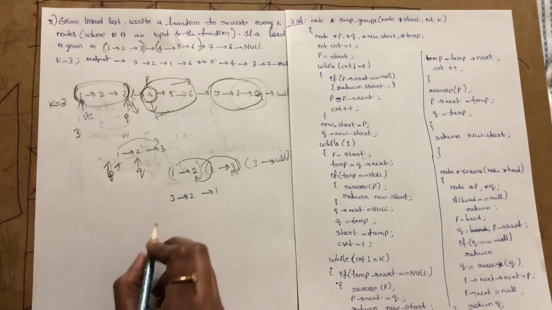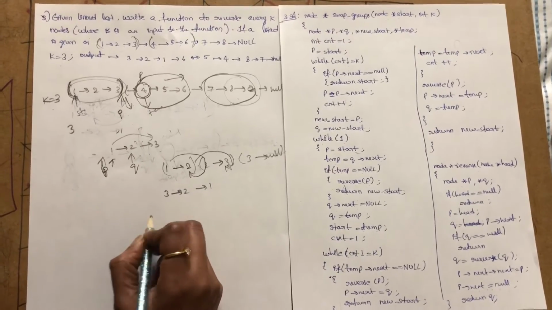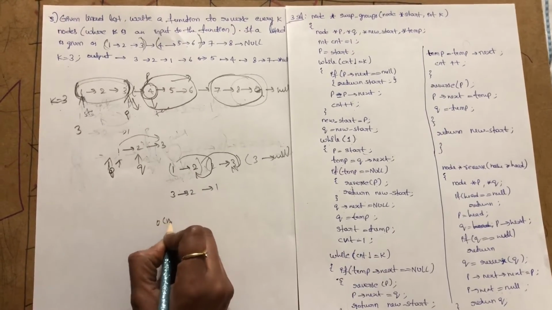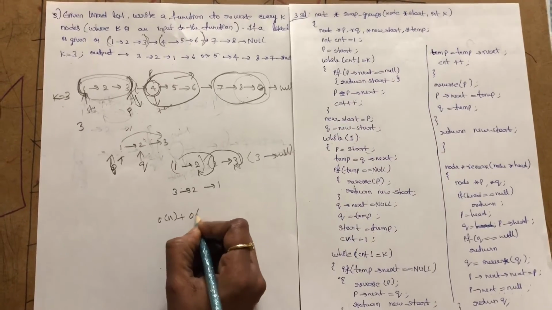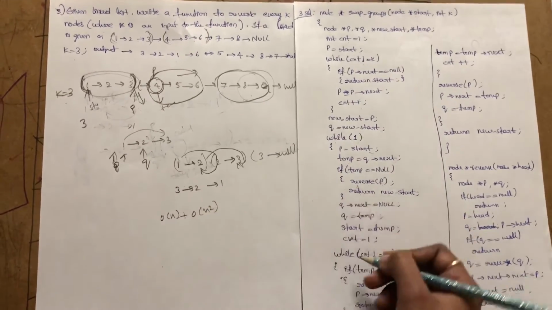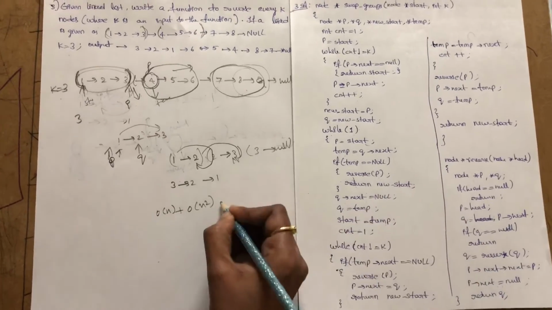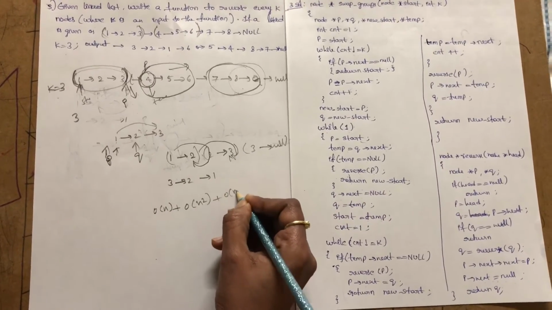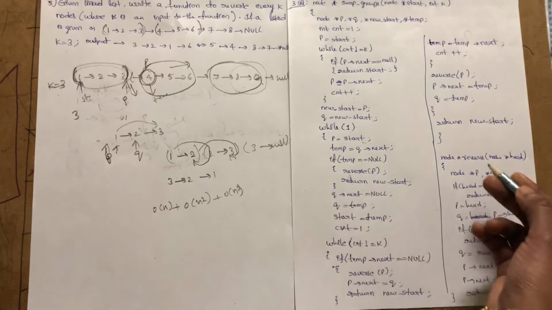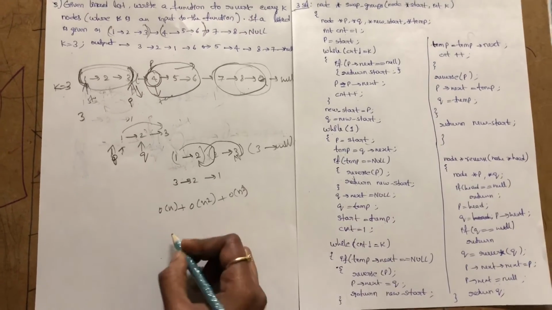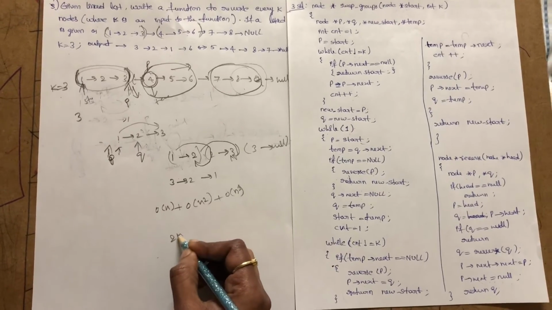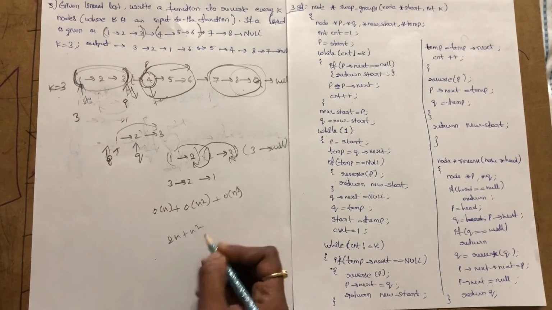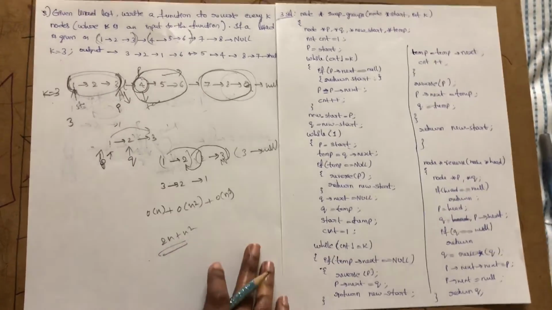The time complexity is order of n for this while loop and order of n square, because there is one more while loop, plus order of n for the recursion. So 2n plus n square is the time complexity for this solution.